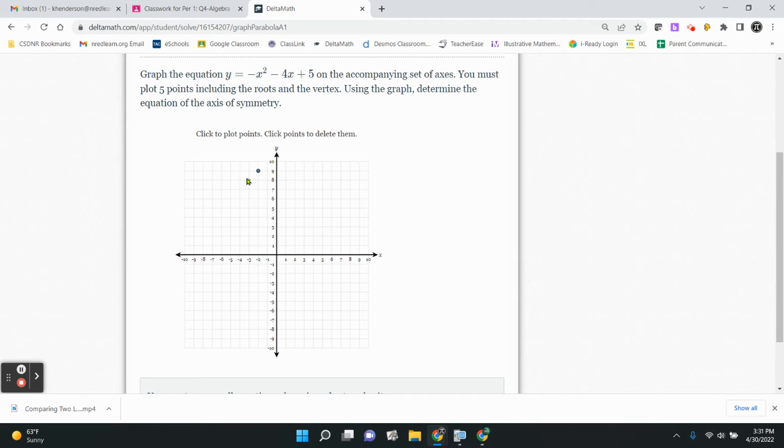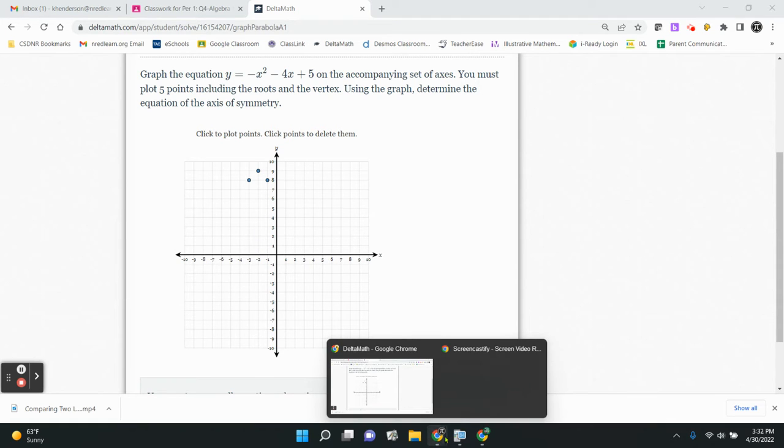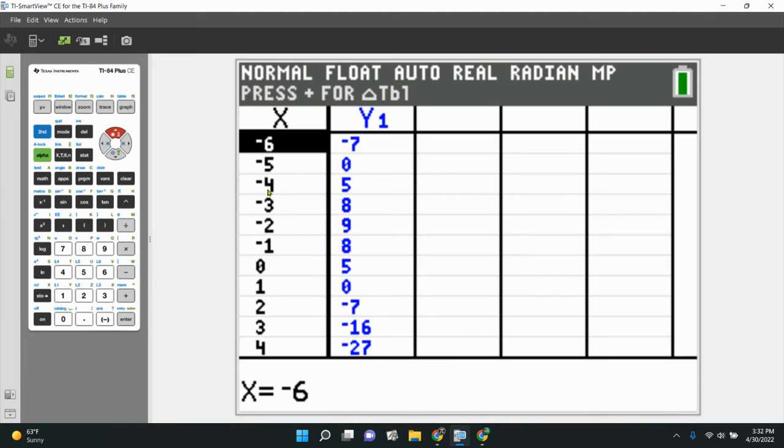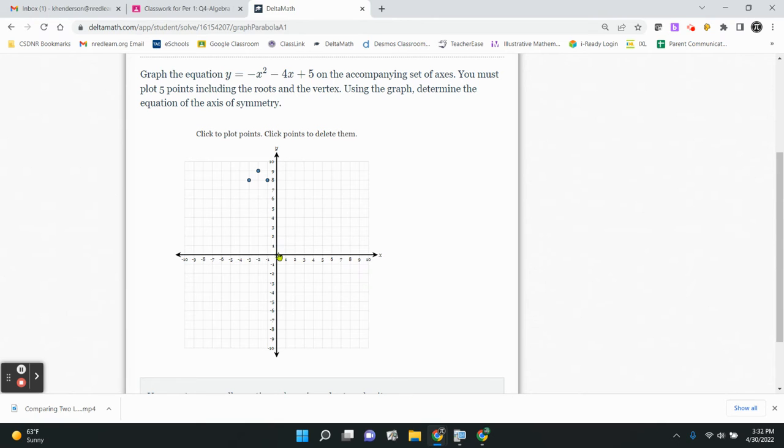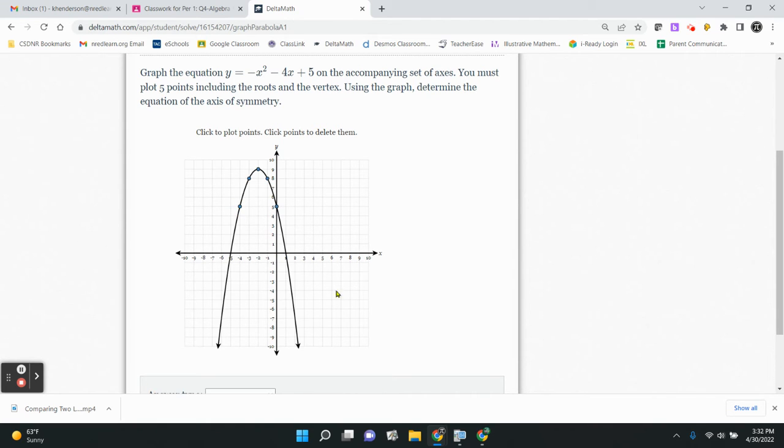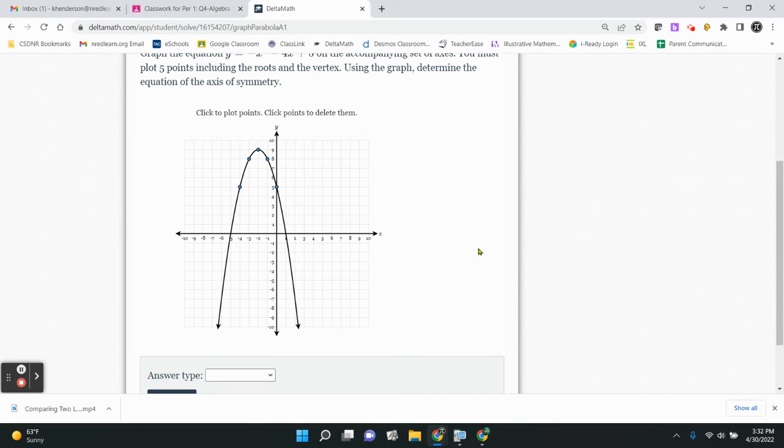negative 3, 8. And if you know anything about parabolas, then you know about this line of reflection through the vertex here, right? What else do I have? Let's see, I did the 8s, 0, 5, and 1, 0. I've got 0, 5, and then I've got another one over here. Oh, there we go. I've got my 5 points, and then 1, 0. I could have plotted that one. Excellent. All right. You must plot 5 points, including the roots, which are here.